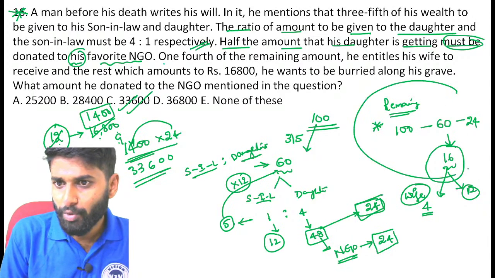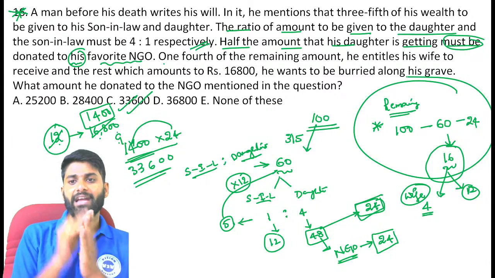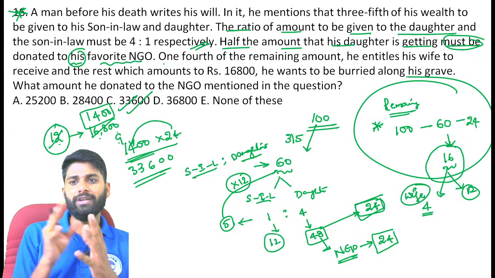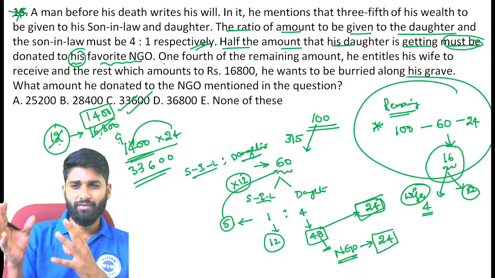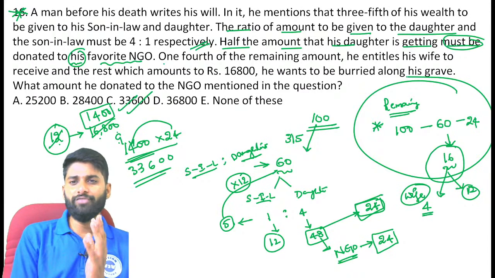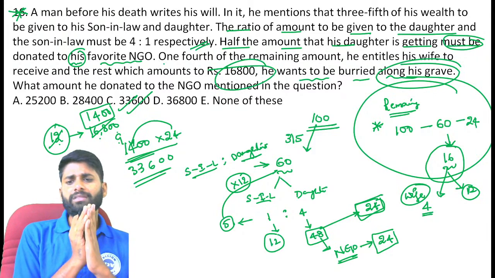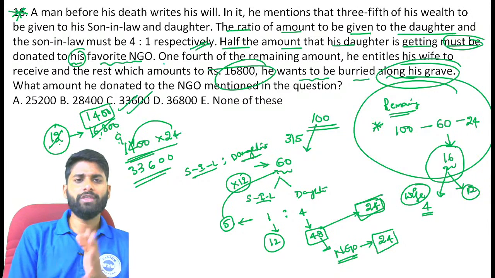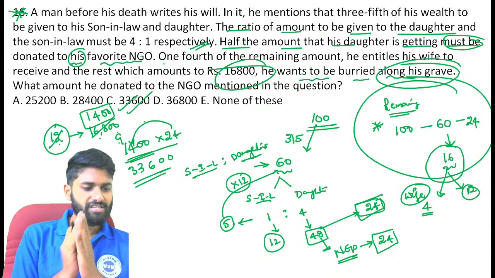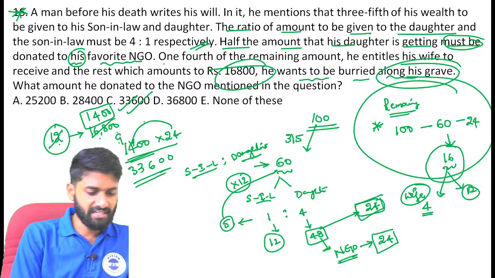This is the most important part in calculating the remaining. Out of the remaining amount, he gives some amount to the wife and the rest of the amount he wants to bury along with his grave. So this is the most important part. See, the amount he donated to the NGO is exactly equal to 33,600. So the answer 33,600 is the correct answer.